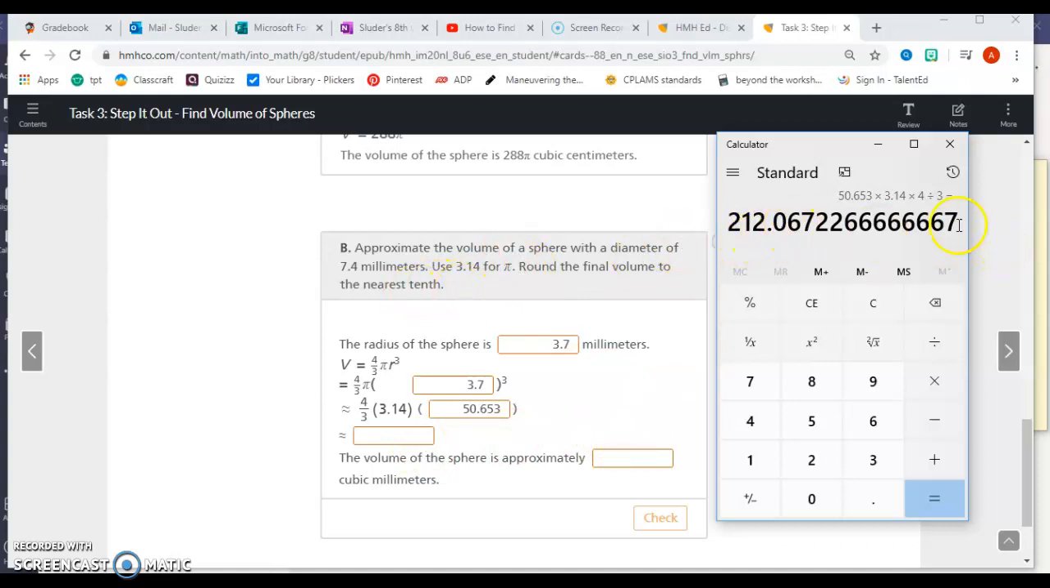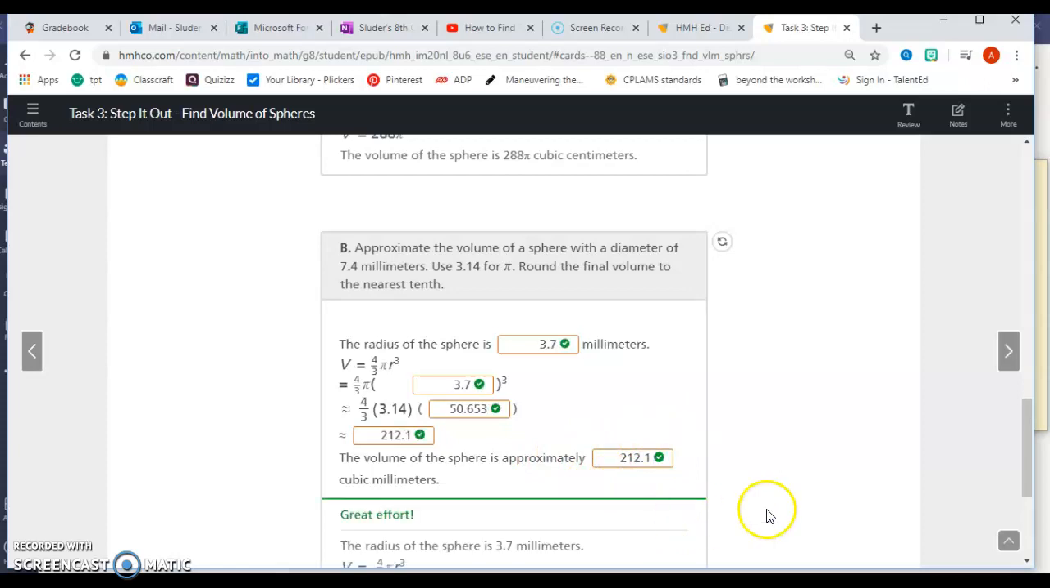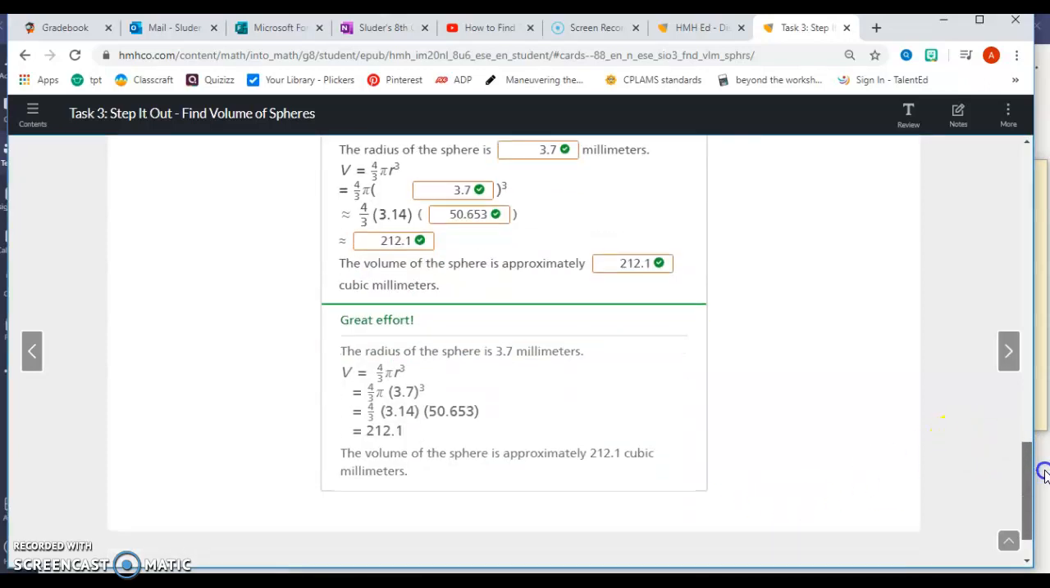So I have to pay attention. All these digits have to round to the nearest tenth, which means the 6 tells the 0 to round up to a 1. In other words, my volume is 212.1. And the volume of the sphere is approximately, remember we cannot get the exact because we are multiplying by an irrational number pi, but we can approximate it to be 212.1 cubic milliliters.